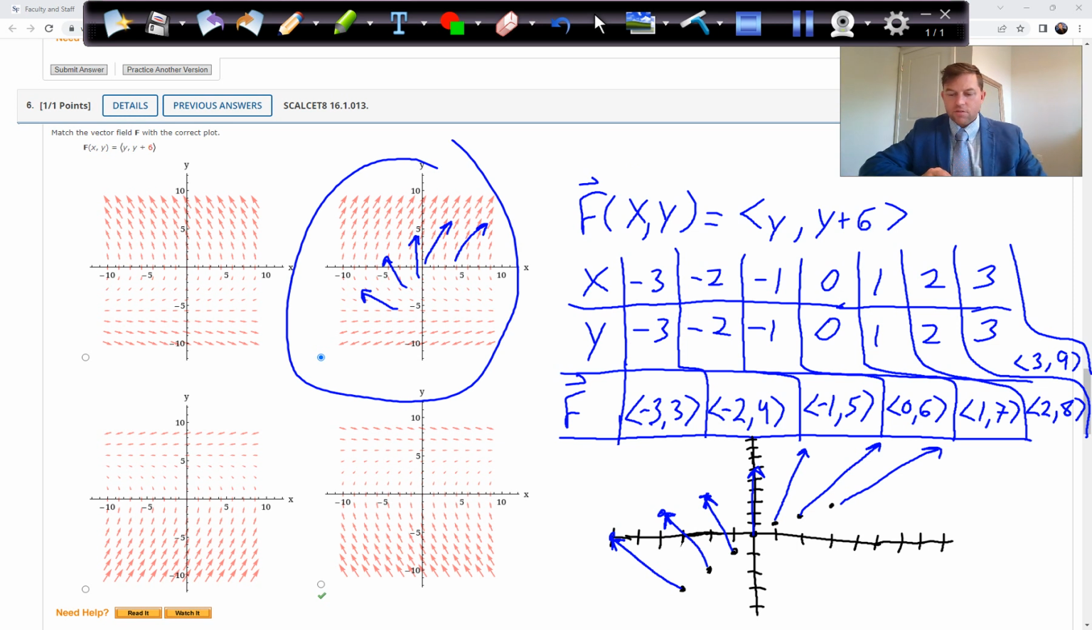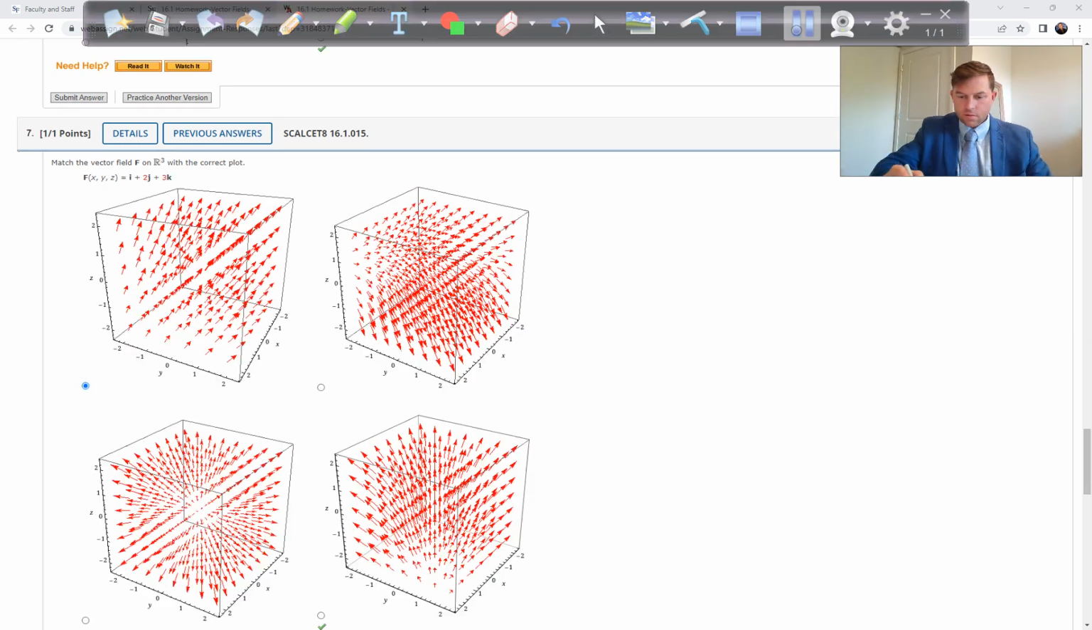So this is kind of how you do this. You can pick values, plug them into your vector equation, and just keep in mind that that's a vector, so you have to draw these arrows like a vector based on their x length and their y length. Okay, so that would be 6.